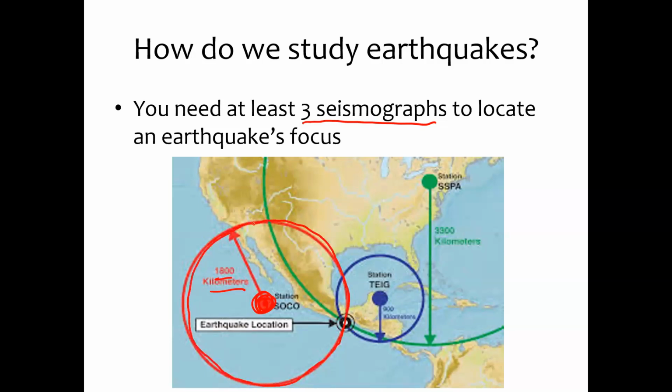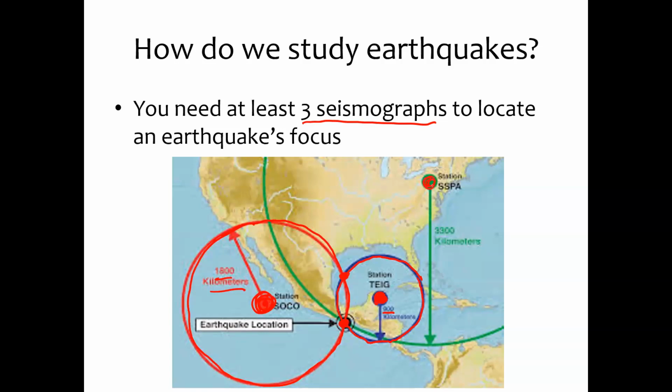Instead, we need 2 more seismic stations. Let's add in this second seismic station here. And this one was at 900 kilometers. So we draw a 900 kilometer radius circle. And using that, we can tell that the earthquake must have happened either here or here, because those circles are going to intersect in 2 locations.